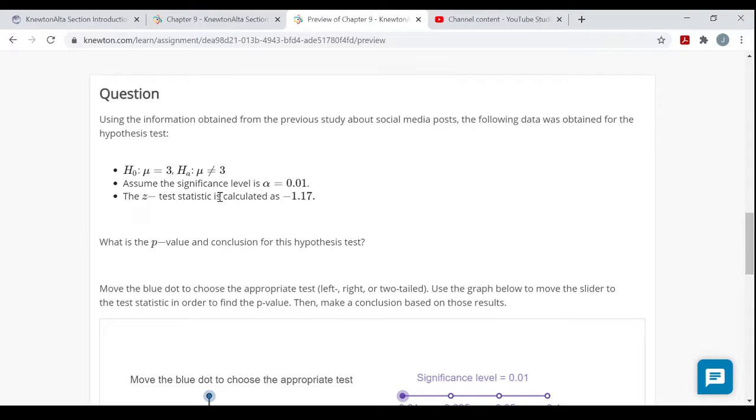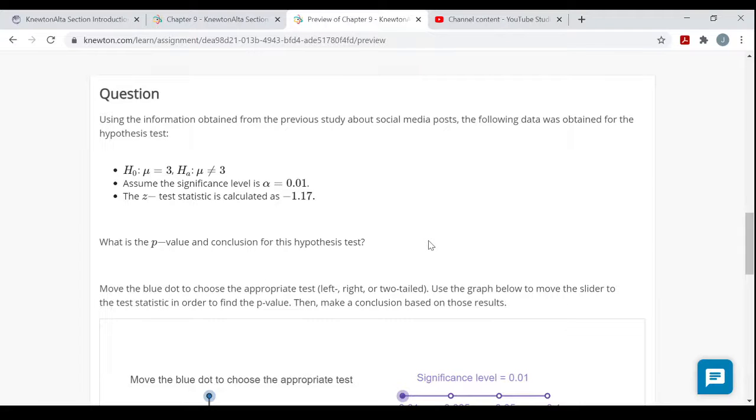Now here's something that's given to us that we're normally going to have to calculate ourselves, and you're going to see in future videos and future sections. We're going to take a sample, find the mean for that sample, then find the z-score or the t-score for that particular sample mean in the distribution of sample means. That was done for us here, and they told us the z-test statistic, the z-score for our sample mean, is negative 1.17. What is the p-value and conclusion for this hypothesis test?